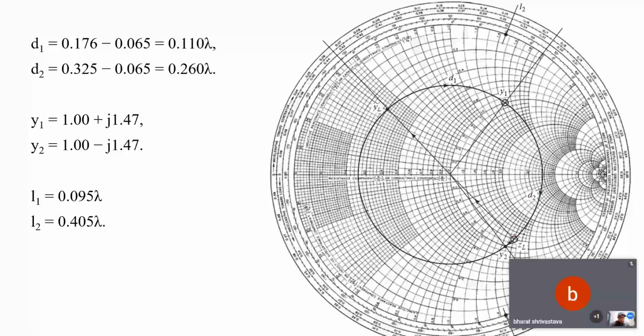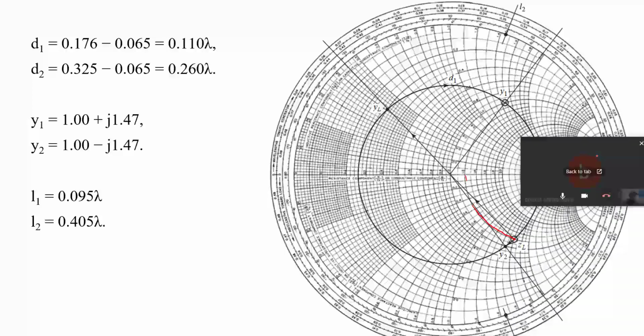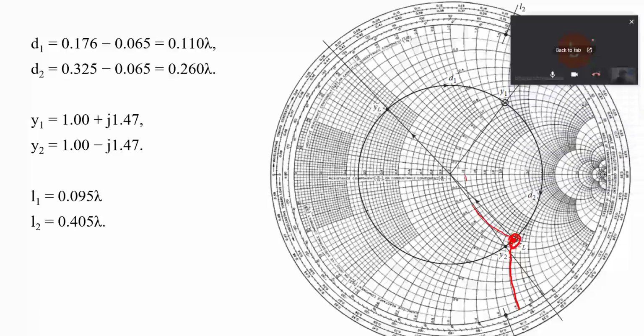So here, 1.2, sorry, 1.2. You can see that this is the 1.2 circle. Okay, so here is the resistance circle, whereas the reactance circle, you can see this represents minus 1.6. So here is the normalized load impedance.